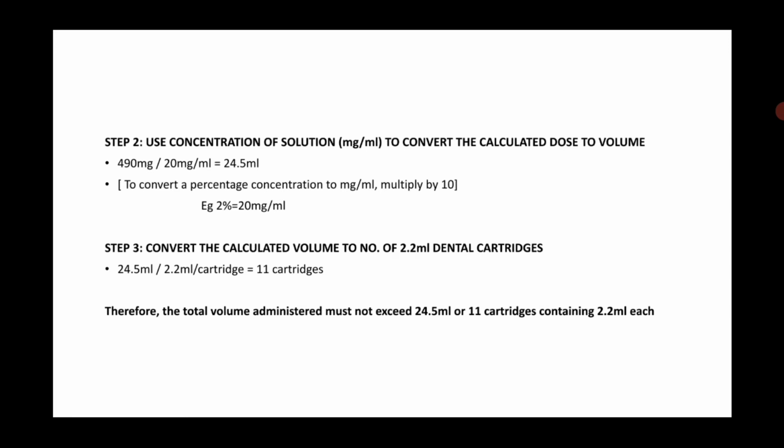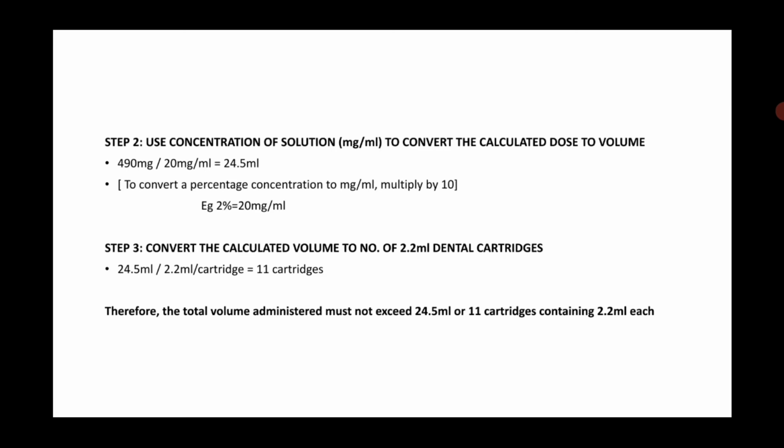Now, if the options for your answer are in the form of volume only, then this is the last step that you have to do. But if the answer is given in the form of cartridges, then you have to do an additional step, which is step 3. Now you have to convert the calculated volume to the number of dental cartridges.